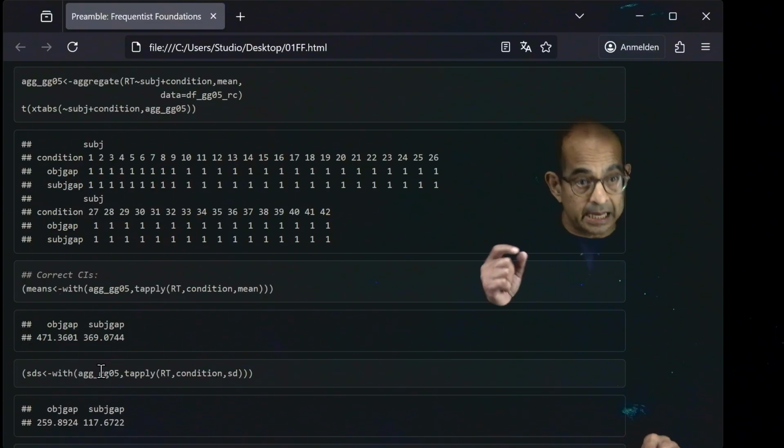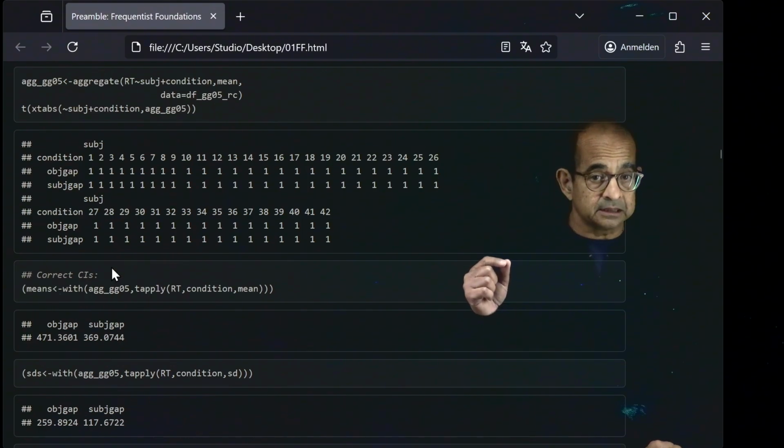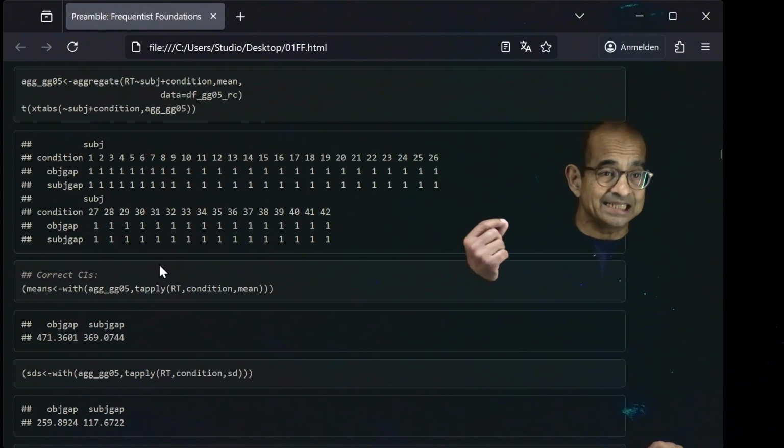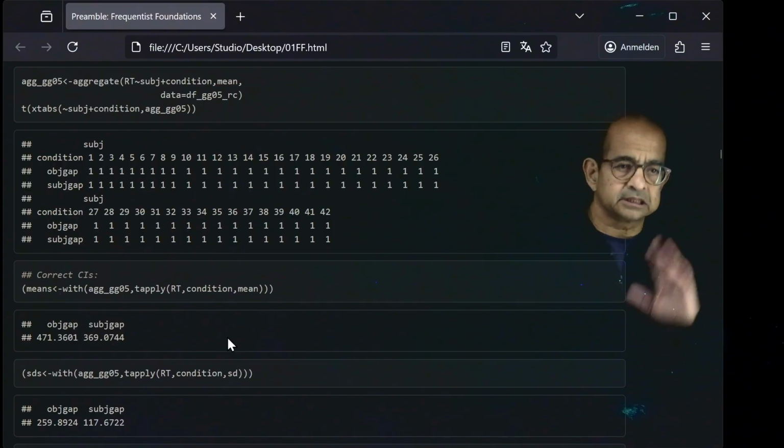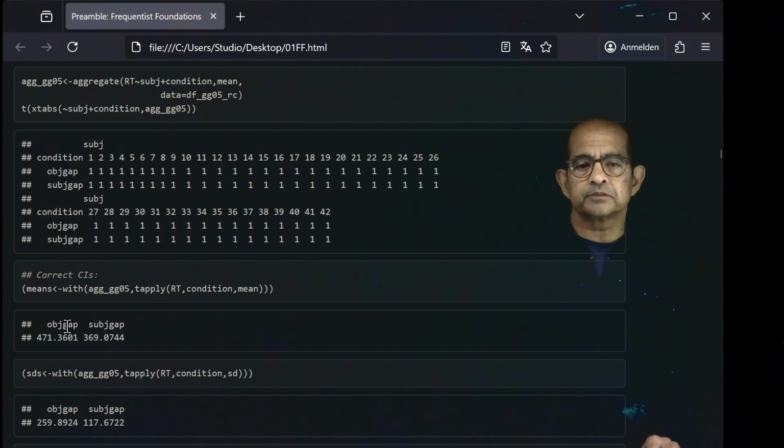If the data were imbalanced, so that there were some missing data points there, then I would get different numbers depending on whether I aggregate or not. That's just a side note, okay? So here's my sample means.